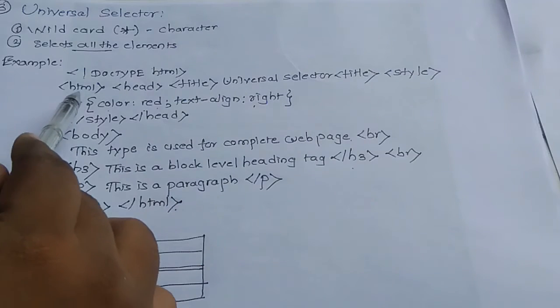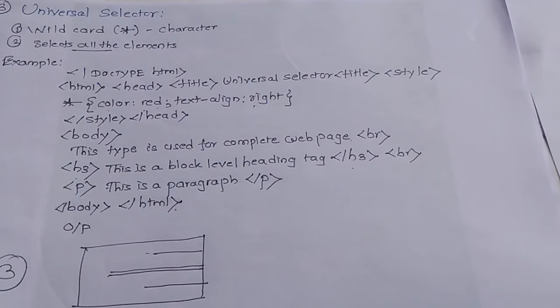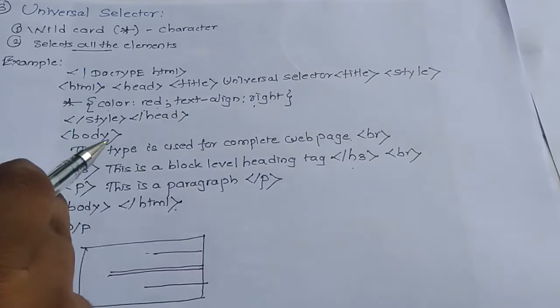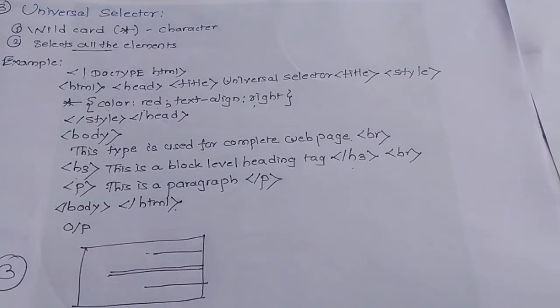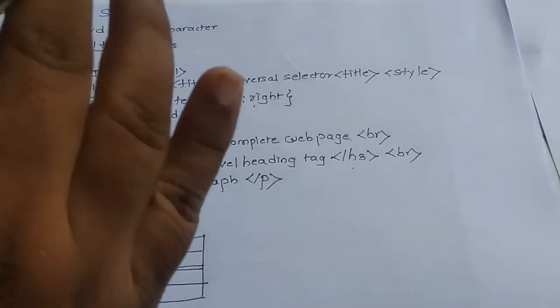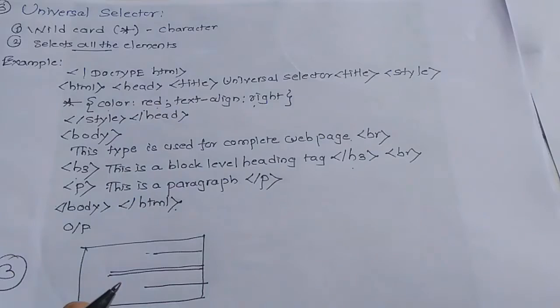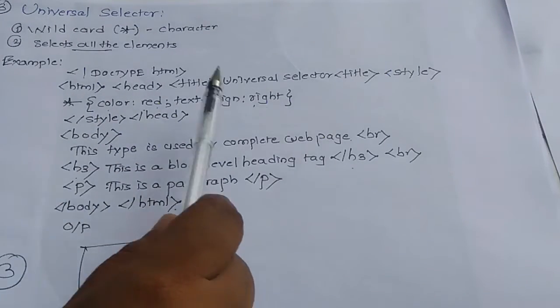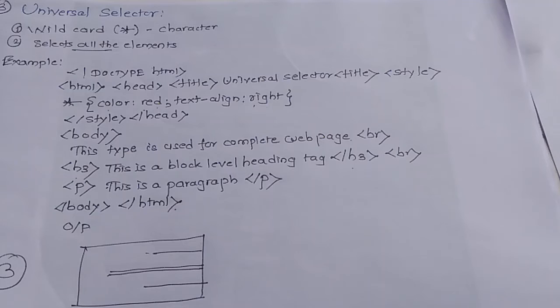So here I use the star asterisk sign as a wildcard. Whatever elements, whatever sentences I use in my program, for all the sentences, all the text, all the paragraphs, the same effect will get applied, the same properties which you used in the program.